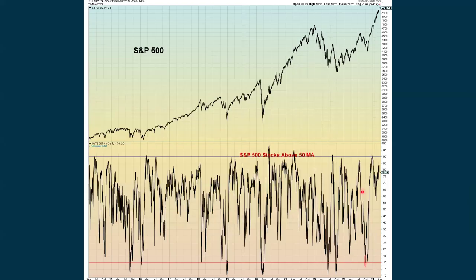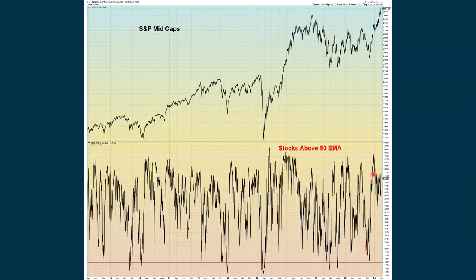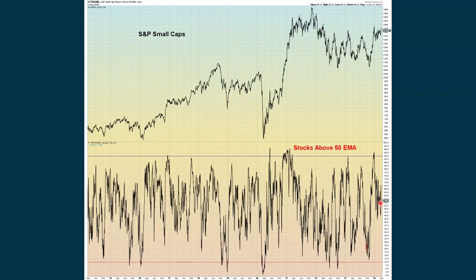Then we look at the stocks above their 50-period moving average. Also, we're above 50 and we are starting to go back up and not extreme. We keep an eye on the mid caps, also showing some improvement here. The small caps are improving a little bit, but they are lagging behind.